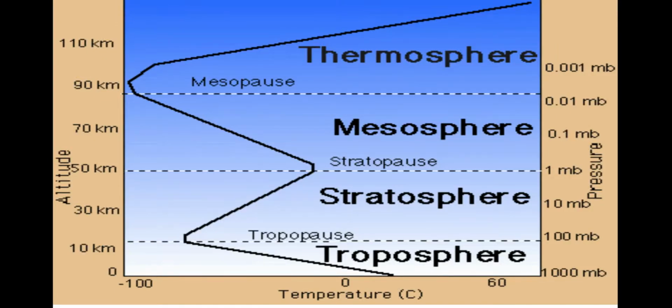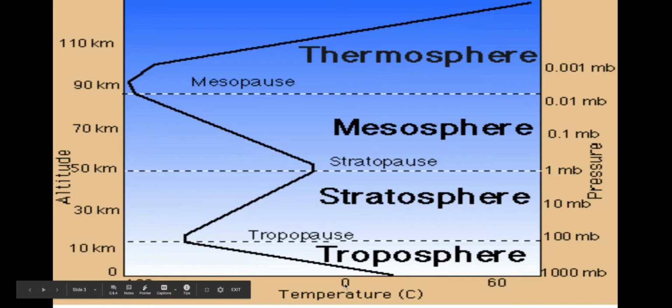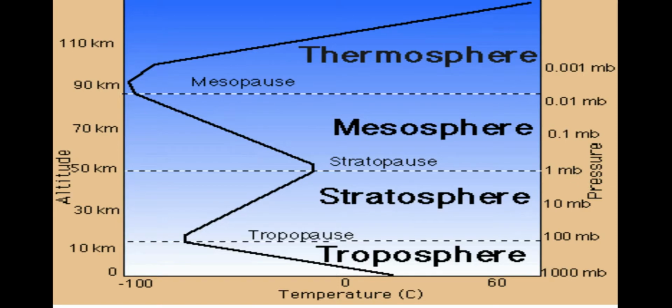Right here is the diagram. It looks a little bit crazy as you first look at it, so let's look at all the different things. It's really a diagram showing us the temperature of each layer. On one side, it shows us the altitude, and on the other side, it shows us the pressure. They can do this because the altitude and the pressure are on the same scale. So as you go up, the pressure changes.